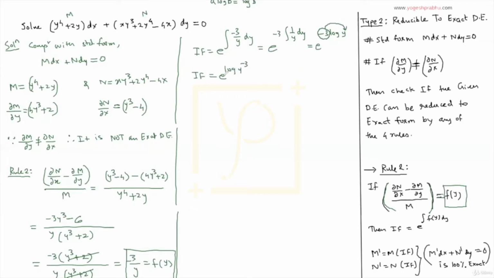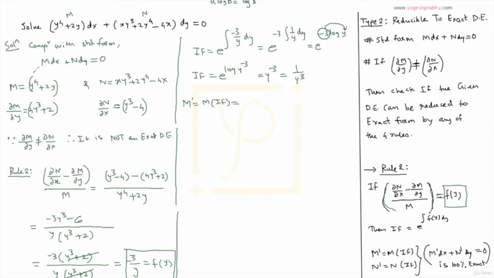Now e and log, e power log is just going to cancel out, and I'm going to get y raised to minus 3, or I can write it as 1 over y cube. Now we got the value of integrating factor. As soon as we find the value of integrating factor, next we find m dash, which is nothing but m into IF. Let us write this step well.